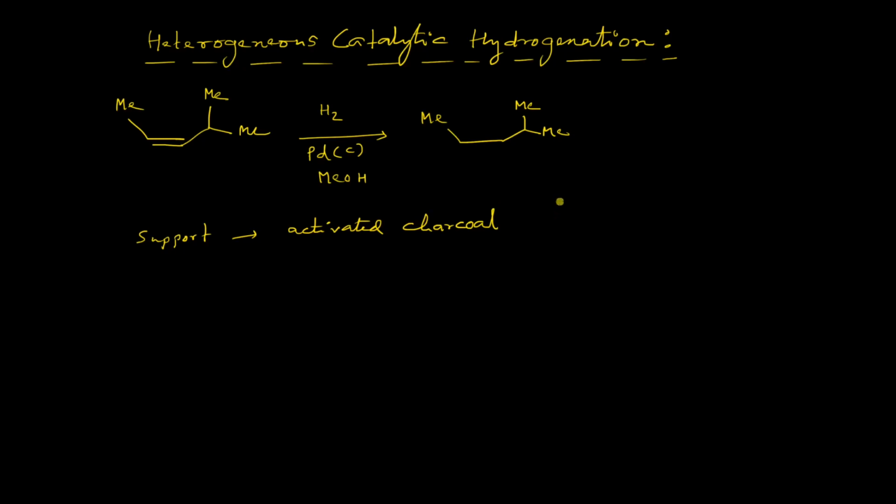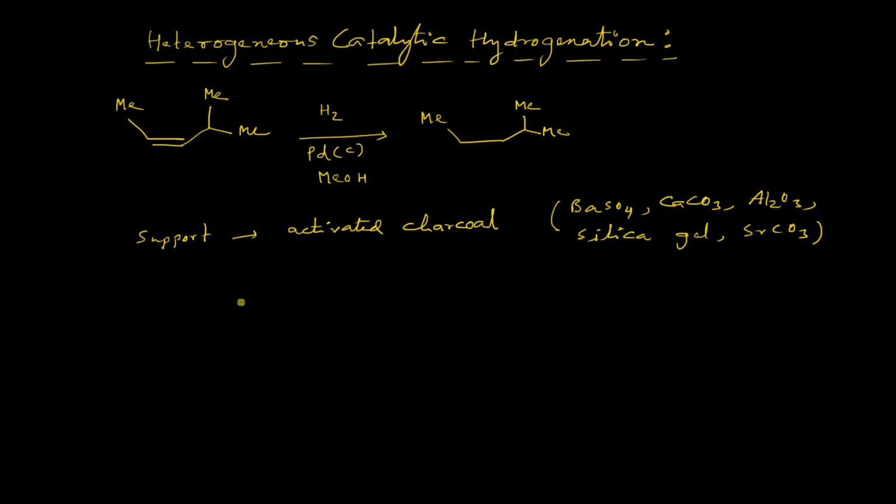Other supports, for example barium sulfate, calcium carbonate, alumina, silica gel, and strontium carbonate, are also used as the support during catalytic hydrogenation.